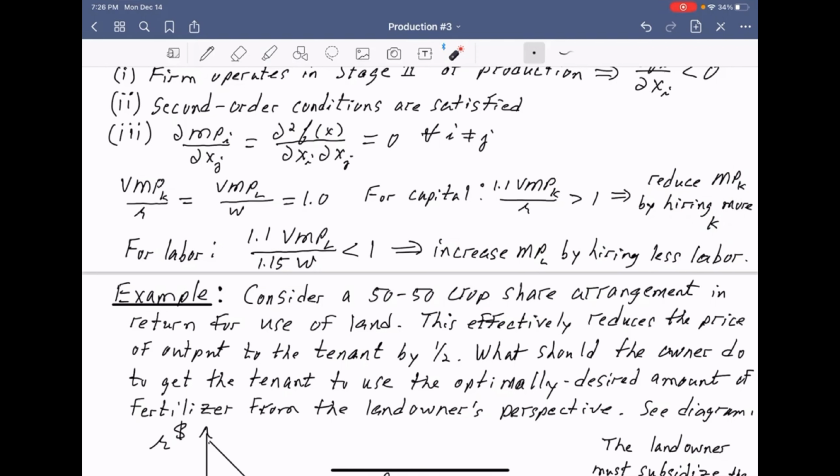So for labor, we get a slightly different situation, because now the price has gone up for the commodity, but the wage rate has gone up by 15%. So it's gone up by more than the price has gone up, which is 10%. So this is less than 1. So to increase the marginal product of labor, one hires less labor.